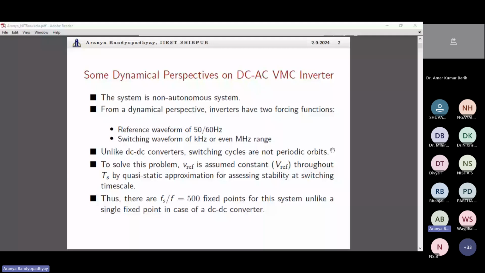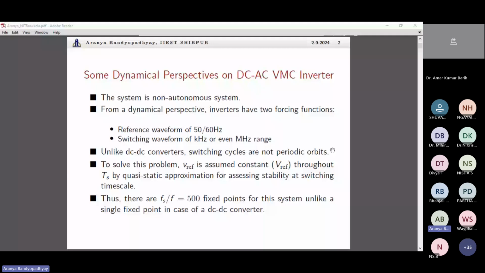That is the main problem while analyzing the stability of a DC AC inverter. So what we do is we turn the entire inverter system into a kind of DC to DC system. We ignore the effect of the reference waveform of 50 or 60 hertz throughout the switching time period. And this is called quasi-static approximation.